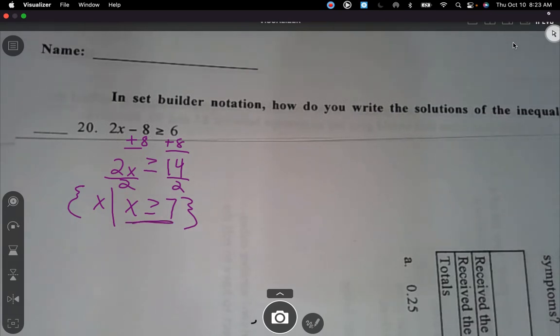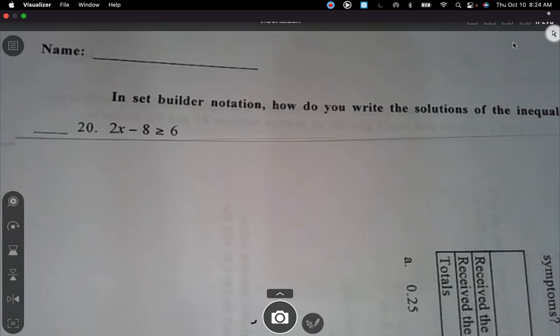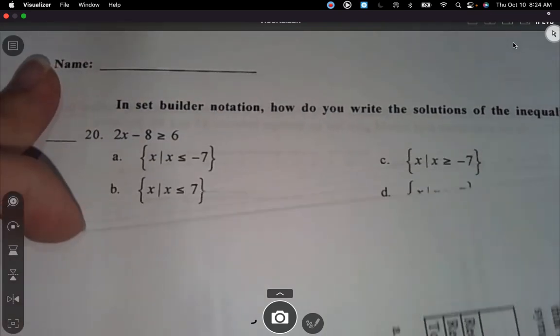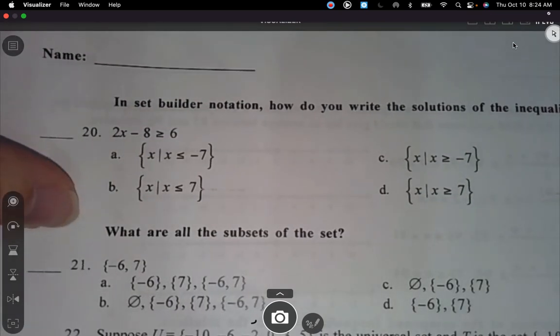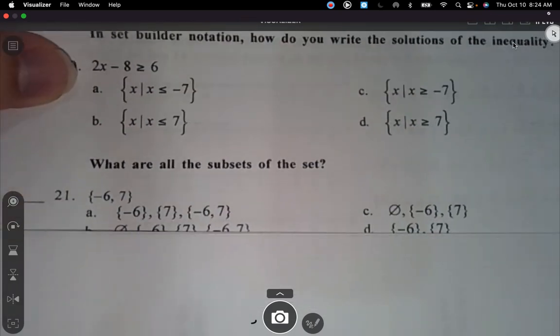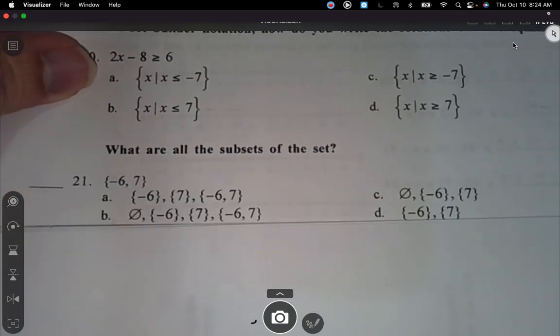That's all it is. You got this part right here. You just have to write it in set builder notation. Are y'all okay with that one? Yeah? Should be easy to process of elimination on that one. Okay. Then we have number 21. Okay, all right, we'll look at this one.